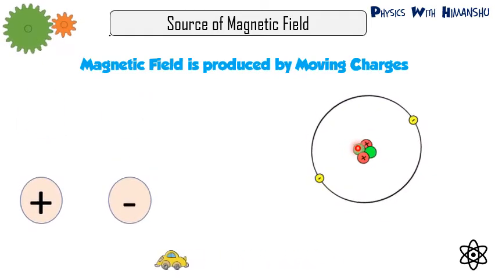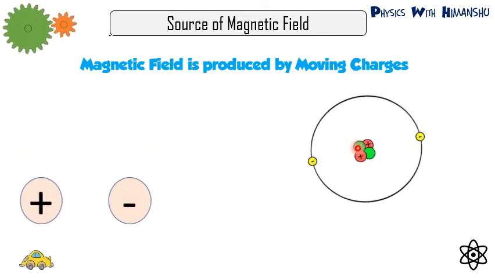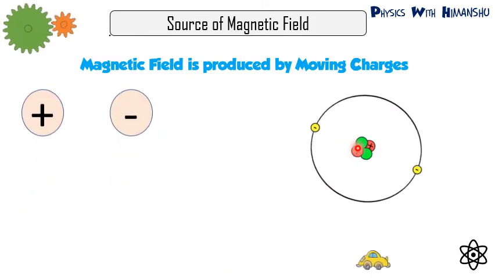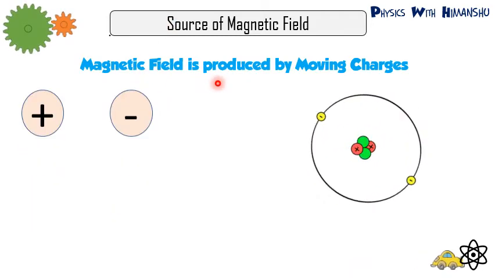So why do only iron or a magnet produce a magnetic field? Why don't other objects? Because every object is made up of atoms and atoms have moving electrons. Why do not all objects produce a magnetic field? We'll learn how different materials produce different magnetic fields, and how the magnetic field can be zero. All these topics will be covered. But the most important thing is that a magnetic field is produced by moving charges.